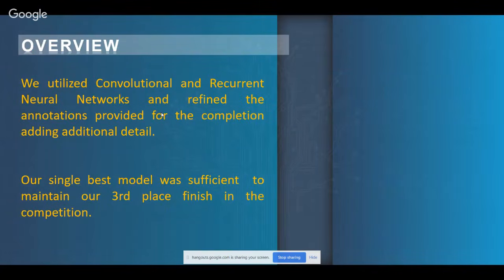So for the challenge, as I said earlier, we utilized convolutional and recurrent neural networks. And our best performing single model was sufficient to place us in 3rd place.